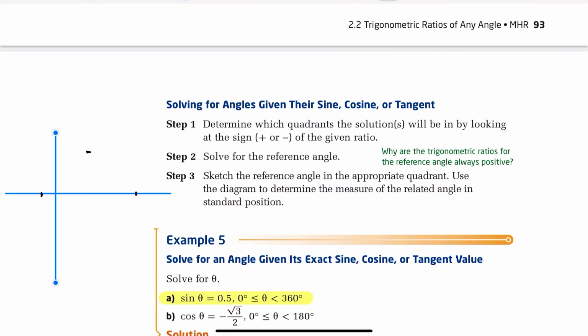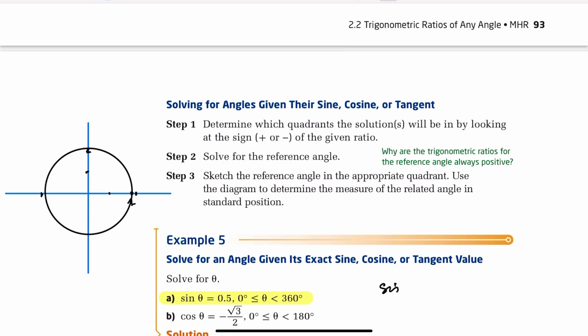So I will draw my circle like this. Okay, and my circle has a radius of 1. So from here to here is 1. And this is a half. Oh no, this is a half. From here to here is 1. So this is a half. So they are telling me the sine of theta is 1 over 2, which means 0.5.